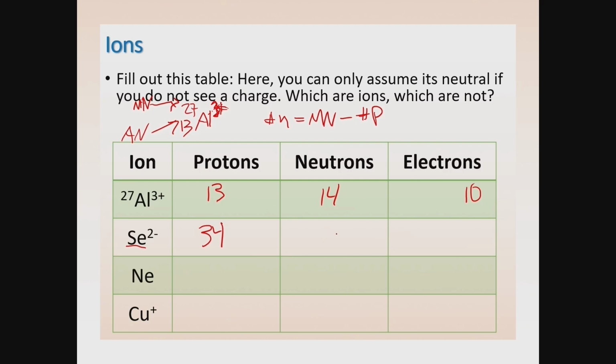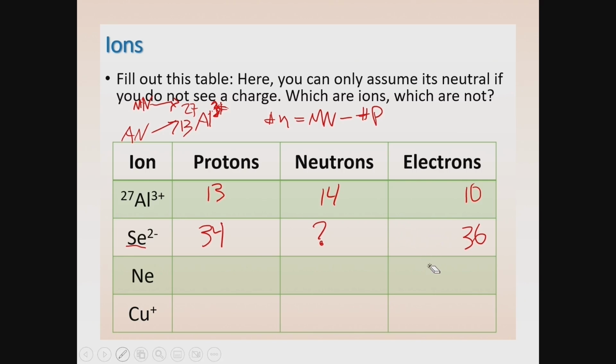Now, can you figure out the number of neutrons in this ion? The answer is no, because you're not given any information about the mass number. So we really don't know how many neutrons are in this atom. Can you figure out the number of electrons in this ion? The answer is yes. The neutral atom of selenium would have 34 electrons, but you see it has a 2- charge, so there are 2 extra electrons. So there are 36 electrons here, and this ion has 36 electrons.